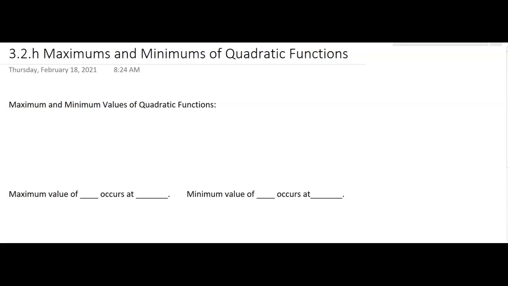Okay, so we're going to find maximums and minimums of quadratic functions. But sometimes I think the wording is a little tricky on these problems, so I wanted to go over that.